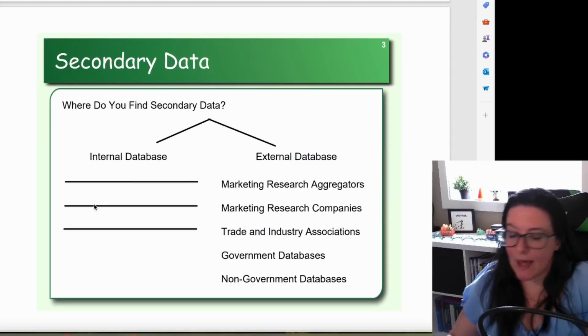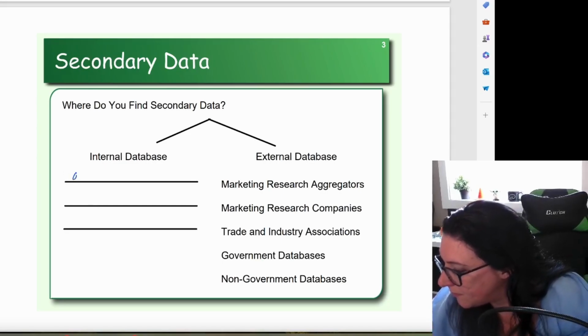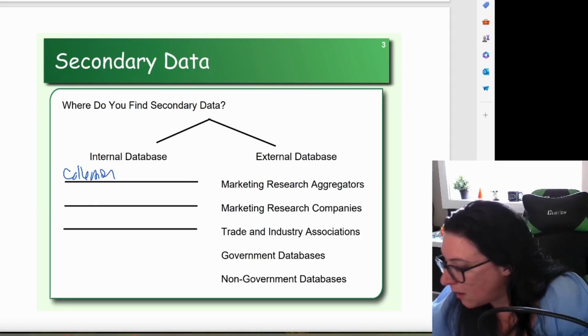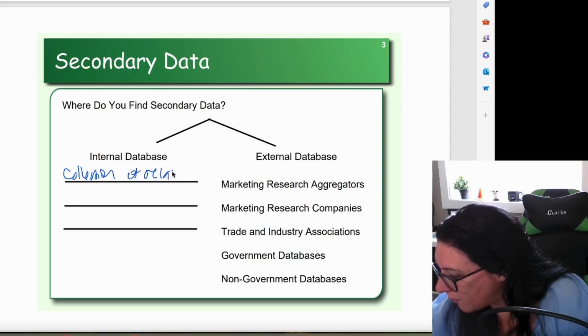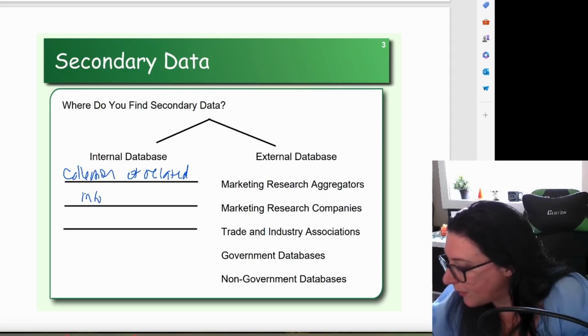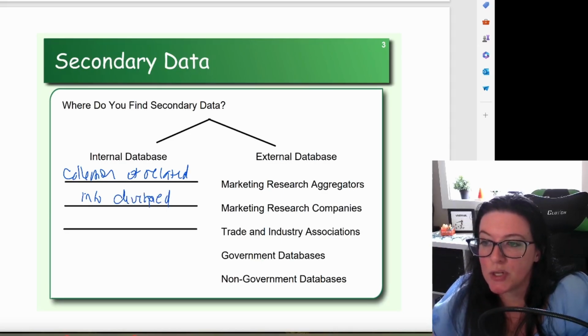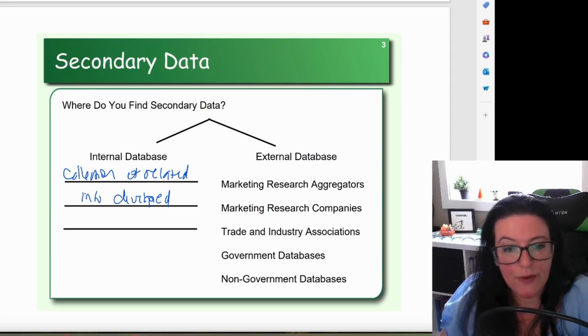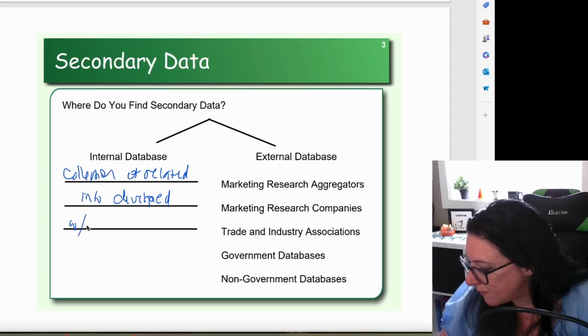So an internal database is a collection of related info developed within the organization. As I said, this might be information about your clients, about your processes, about your employees. So a collection of related info developed within the organization.